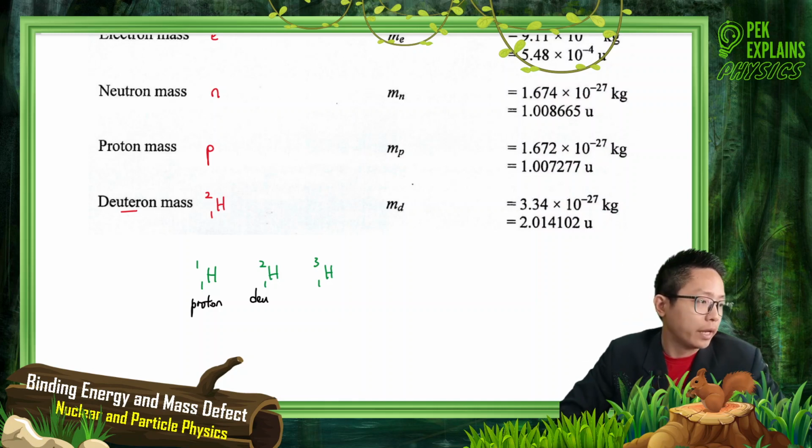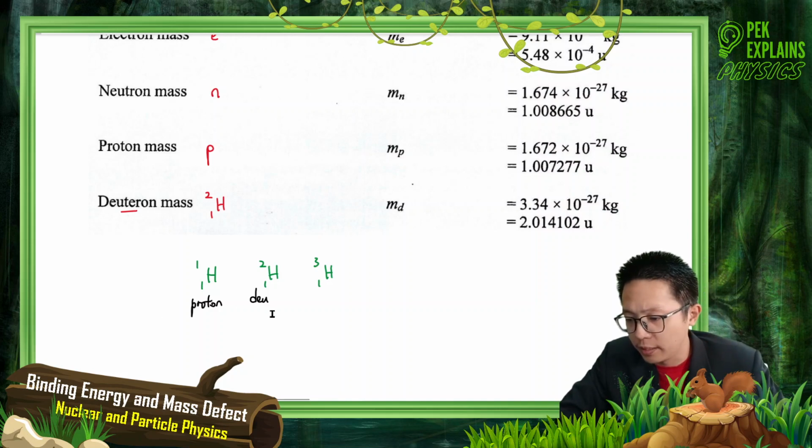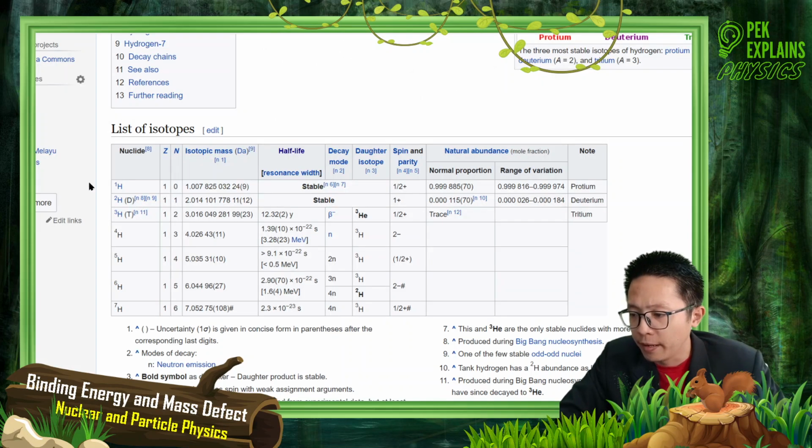I want you to look at this. I have checked Wikipedia. Hydrogen has 3 kinds of isotope: hydrogen 1, hydrogen 2, hydrogen 3. Hydrogen 1 is called protium, or just a proton itself. Pro means just 1 mass number. Deu means 2, so deuterium has mass number 2. Tritium means you have 3 mass number. So hydrogen 1 is protium, hydrogen 2 is deuterium, hydrogen 3 is tritium.